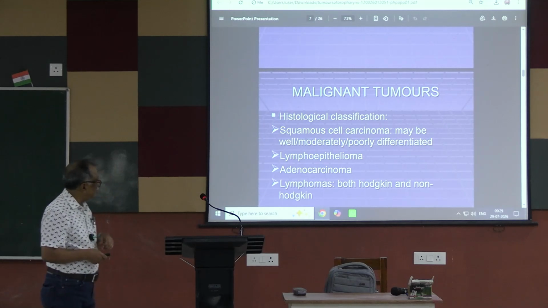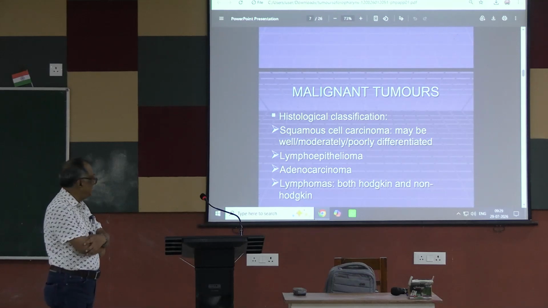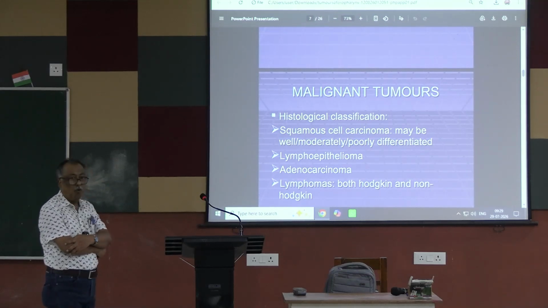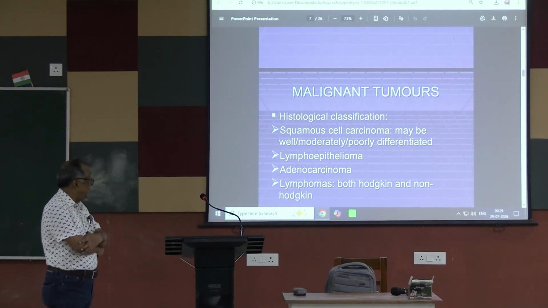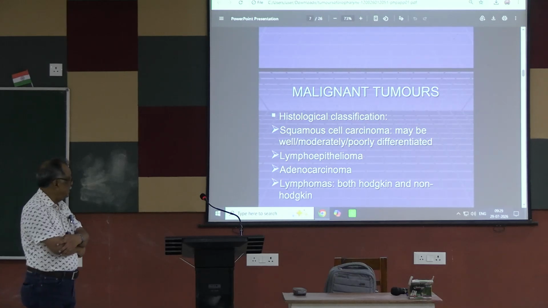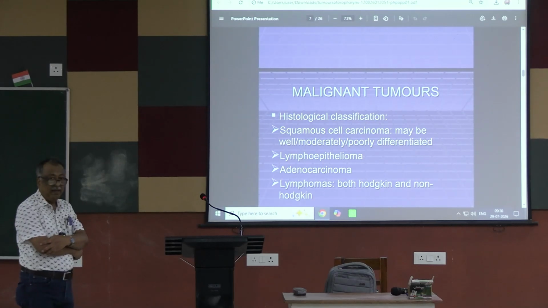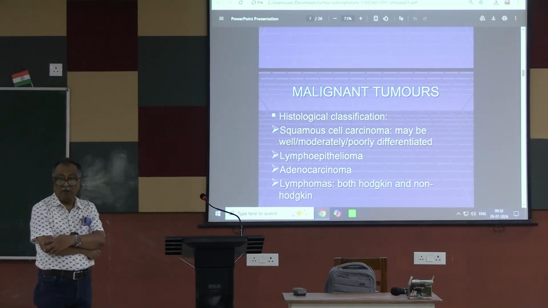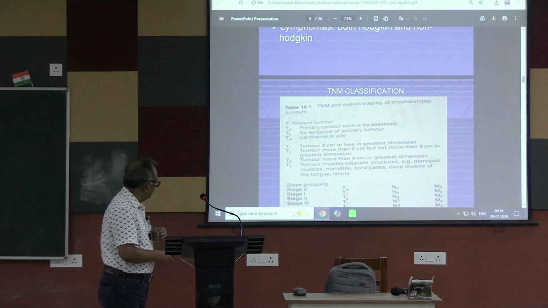Now, what is the malignant classification according to the pathology? Squamous cell carcinoma, of which there are three types: well differentiated, moderately differentiated, or poorly differentiated. Then there is the lymphoepithelioma, which I have already told you about, then the adenocarcinoma, and lastly the lymphomas, maybe Hodgkin's or non-Hodgkin lymphomas. Okay, that is the tumor classification.